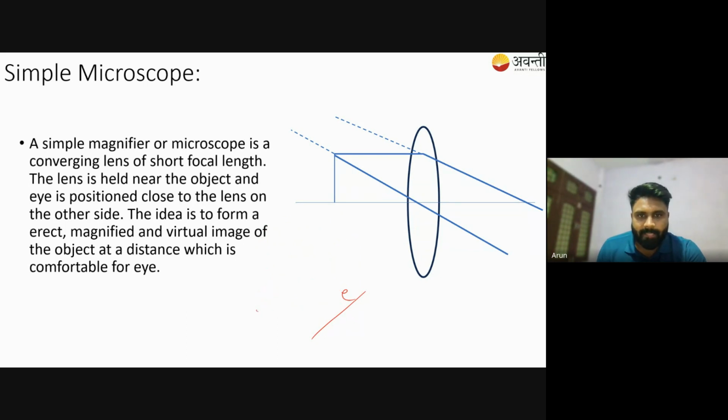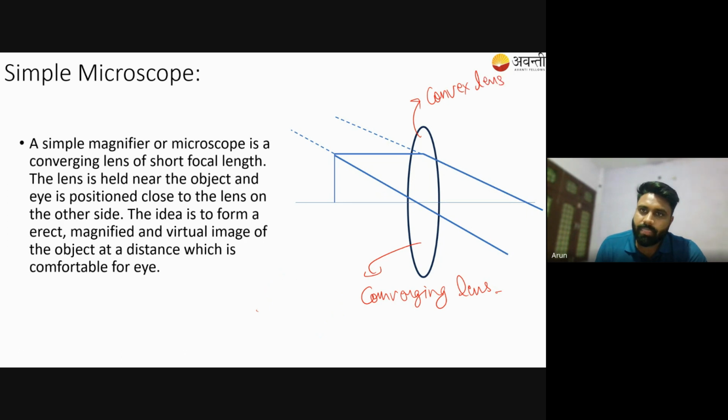And what type of lens have we used in this? It is a converging lens. Got it? It is also called a convex lens. So the type of lens we are using in this simple microscope is the converging lens.